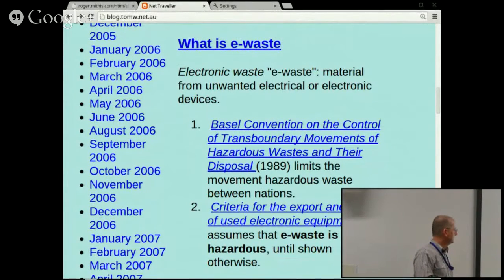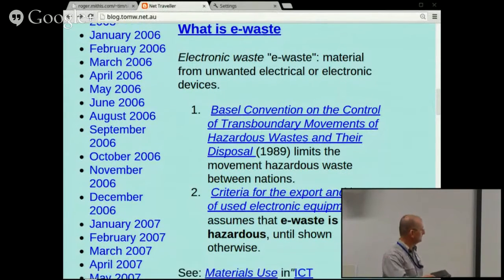In Australia, there are laws on the export and import of used electronic equipment, computers, television sets, mobile phones, and it's assumed that any electronic equipment is hazardous until you can prove otherwise. And some of these laws also apply at a state level, so you can't transport bits of old computer across a state boundary usually without some form of permit. So there are some laws around this sort of thing. Usually it only concerns large companies, that sort of thing.